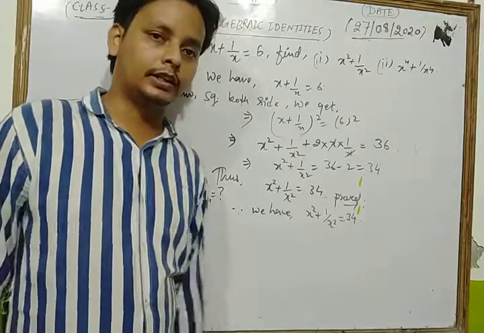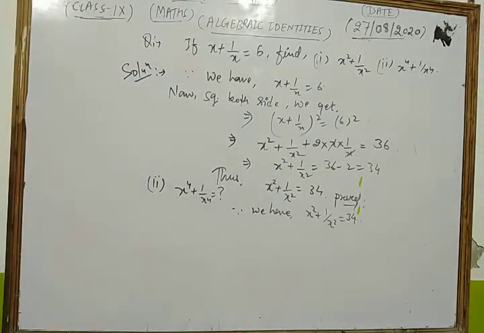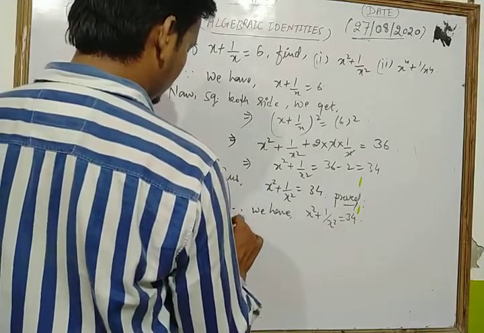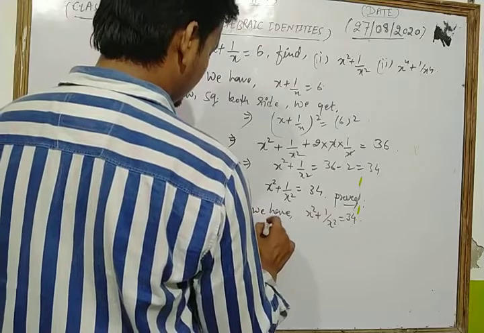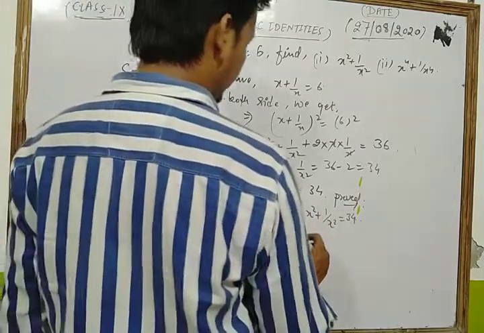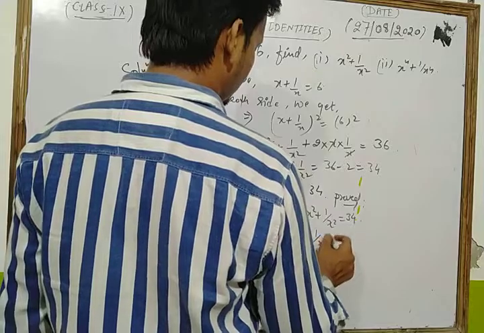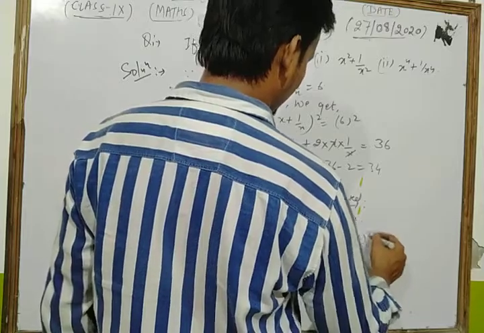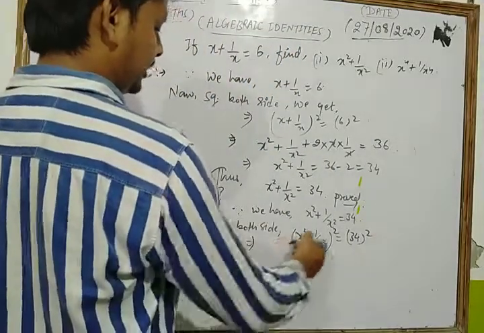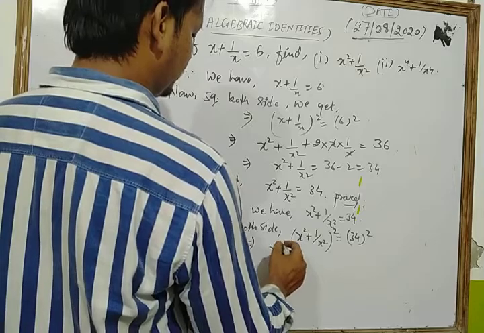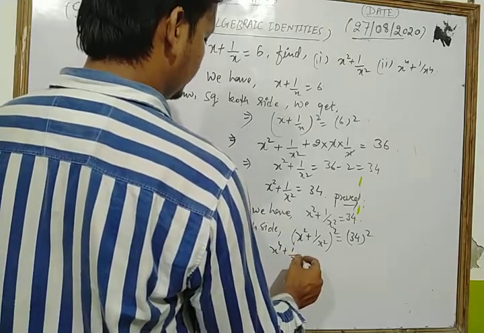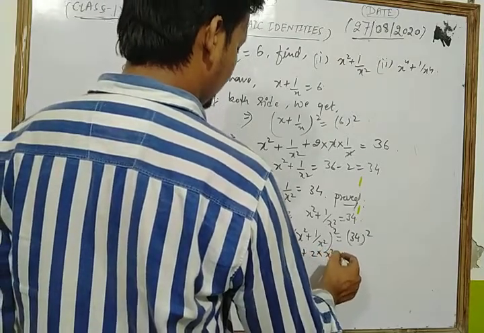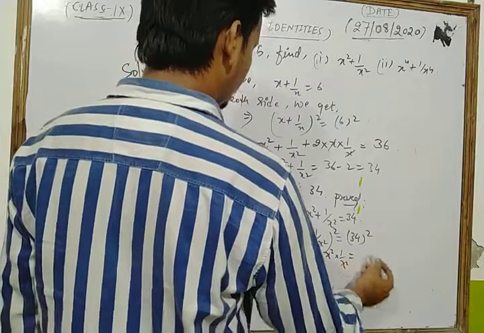Now squaring both sides. We get x square plus 1 upon x square whole square is equal to 34 square. Now look, we expand the given identity on the basis of a plus b whole square: a square means x power 4, plus b square means 1 upon x power 4, plus 2 into a into b, is equal to 34 square.